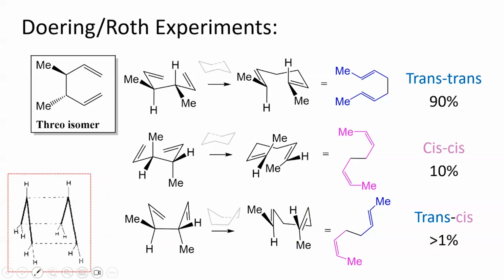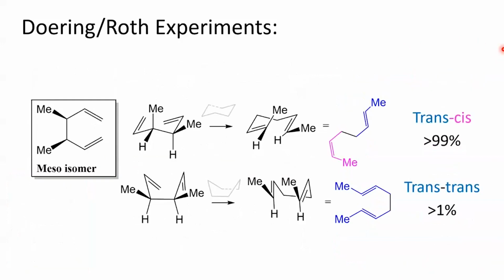Just as a reminder, looking at the original paper, we can see that this transition state is going to be a lot more strained, sterically congested, compared with the chair transition state. And that is indeed borne out in the ratio of the products that you see. So that was for the threo isomer. What about for the meso isomer?